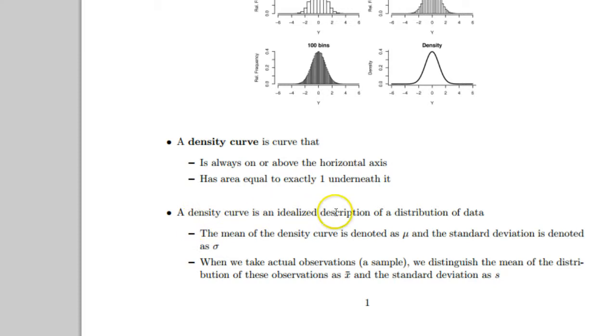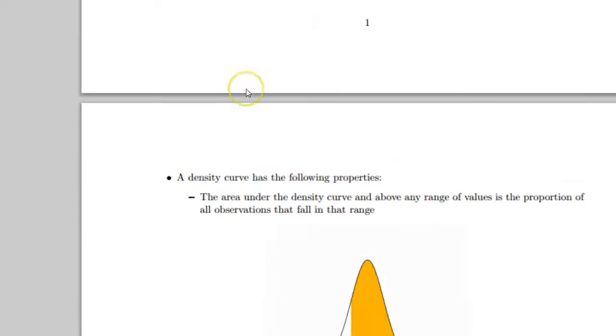And a density curve is an idealized description of a distribution of data. The mean of the density curve is denoted as mu, and the standard deviation is denoted as sigma. Now, when we actually do observations, a sample, we denote the mean as x bar and the standard deviation as s. Well, this is still mean, and this is still standard deviation, just so you have an idea between the two. Okay, a density curve has the following properties.